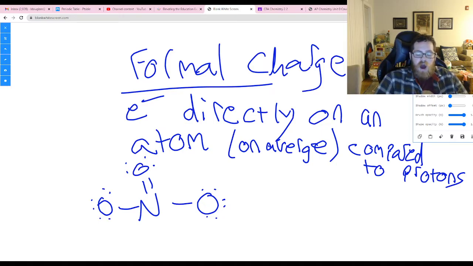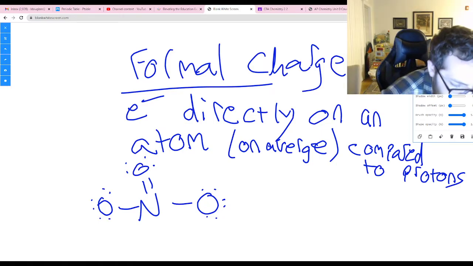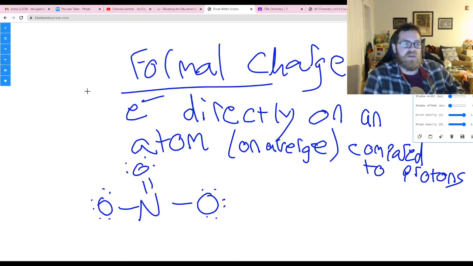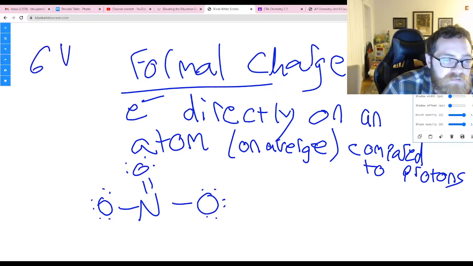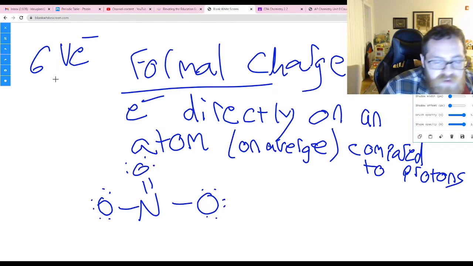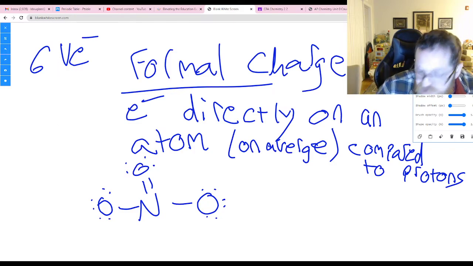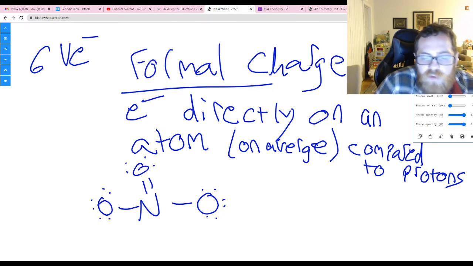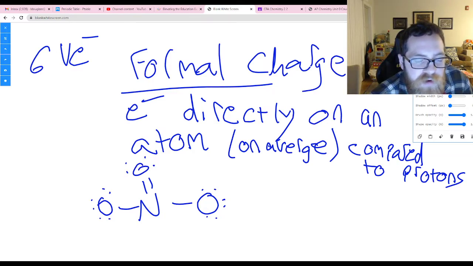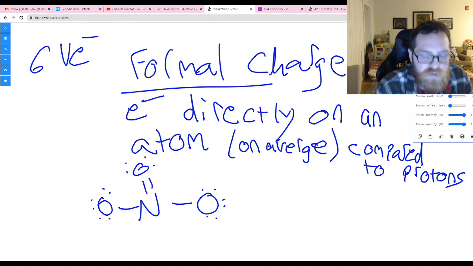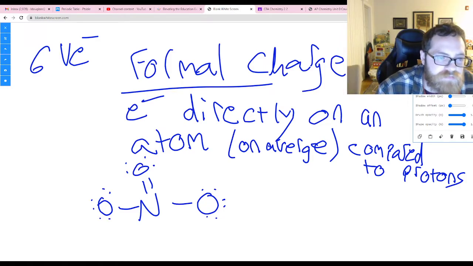Normally, oxygen has 6 electrons. It's in the 6th family, so it has 6 valence electrons. And we know in total it has 8 electrons, but 2 of those are on the inner shell in the 1s orbital, and those are canceling out 2 of the protons. There are 6 protons canceled out by the 6 valence electrons.